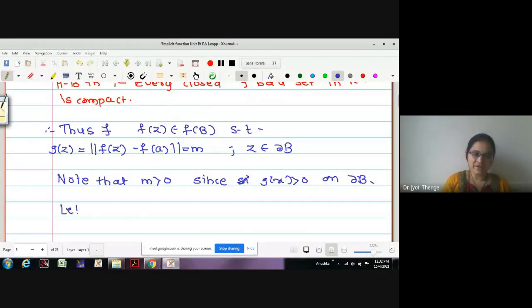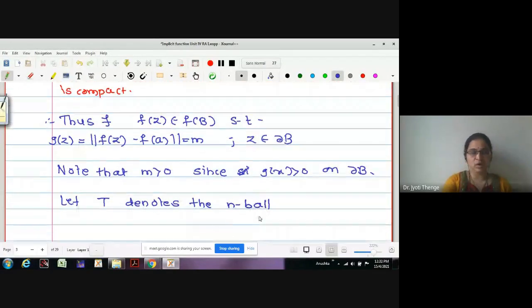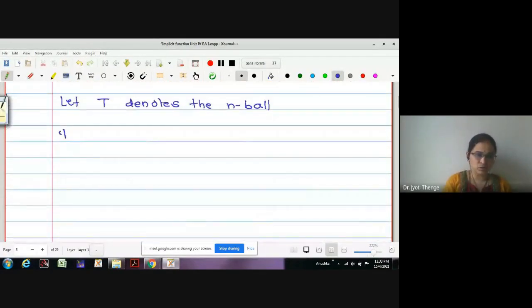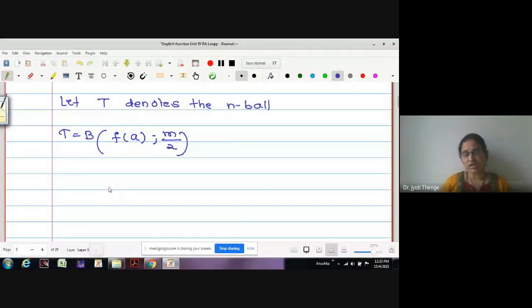Now I will take T. Let capital T denote the n-ball. Now what is that n-ball we were taking? T is equal to an open ball centered at f of a. What is the radius we have taken? Radius we have taken to be m by 2. It is not essential to take a radius m by 2. It was just to prove the required result. Therefore, we will take the radius less than the radius of our previous ball. Okay. Now this ball we have taken.